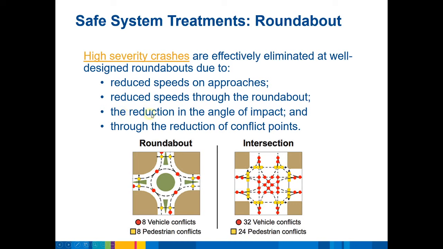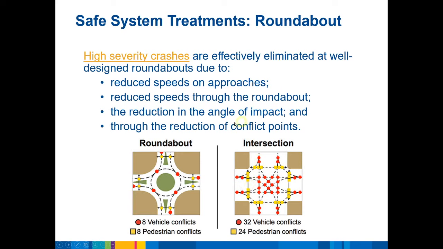It makes a reduction in the angle of impact. So if I've got two vehicles traveling along these dotted lines, where the two vehicles can collide, they're almost traveling in the same direction. This is very different to a right angle impact, which has a much more likelihood of being dangerous or damaging.